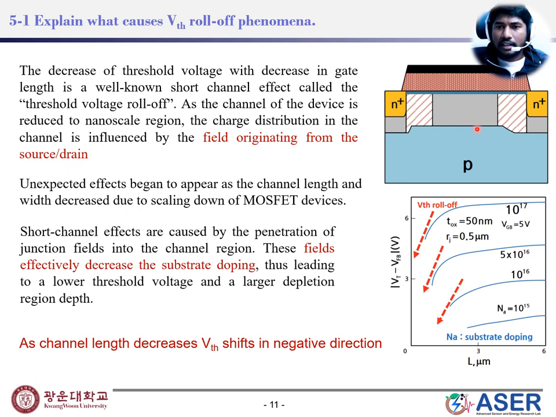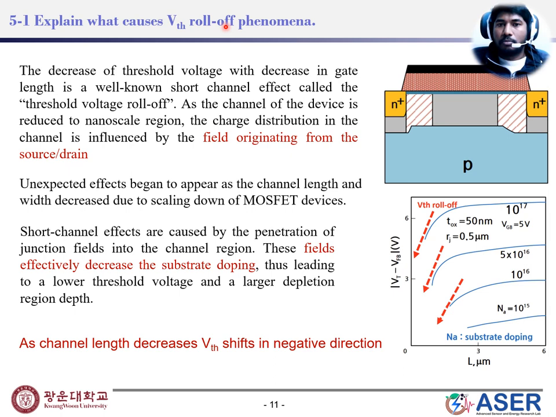As the channel of the device reduces to the nanoscale region, the charge distribution in the channel is influenced by the field originating from the source and drain. At that time, an unexpected effect happens. Short channel effects are caused by the penetration of the junction field into the channel region, from here to here. This field effectively decreases the substrate doping, thus leading to a lower threshold voltage and a larger depletion region depth. As channel length decreases, the threshold voltage shifts in the negative direction; that is threshold voltage roll-off.